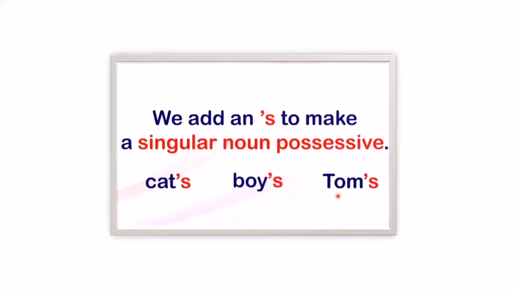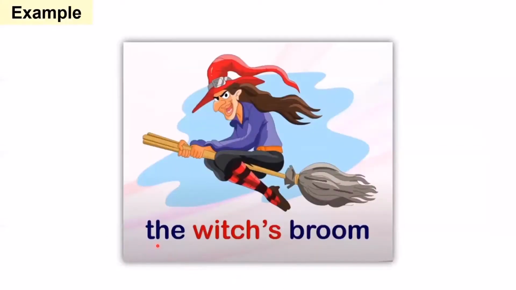Now, Tom. It is the name of a boy. So it means that Tom is the name of only one person here. This is a proper noun. So what I have done? First apostrophe, then s. Let's see an example. The witch's broom. So this is the broom, children. This is the broom and this is the witch. So here witch is singular, one person. So what I have done, I have put first apostrophe, then s. So it becomes the witch's broom.